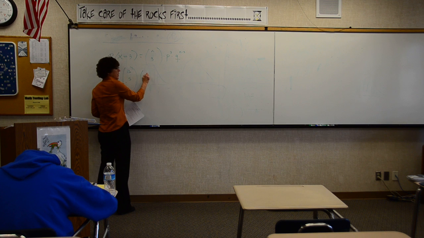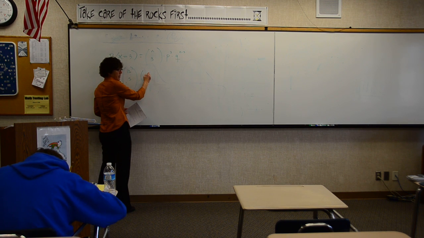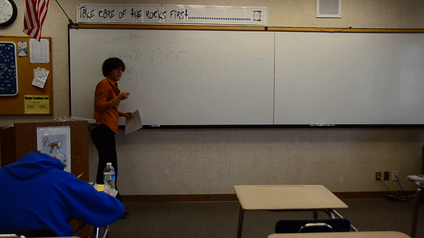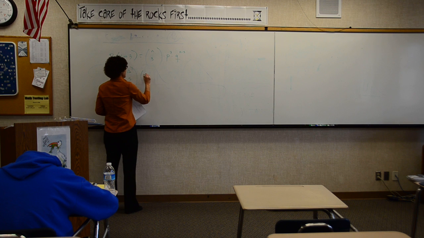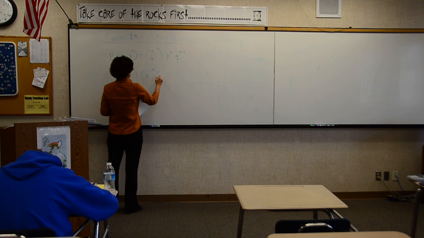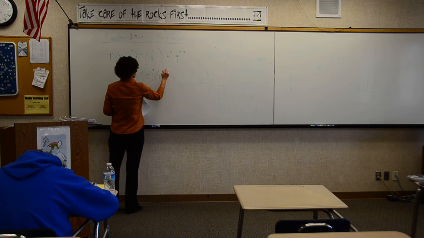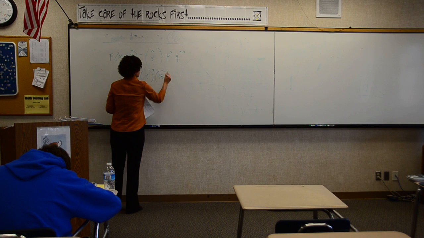Probability of success is what? P to the, probability that you get a boy. What is P? Oh, 0.5. Okay, and I want 5 0.5s, and then I want 11 0.5s.